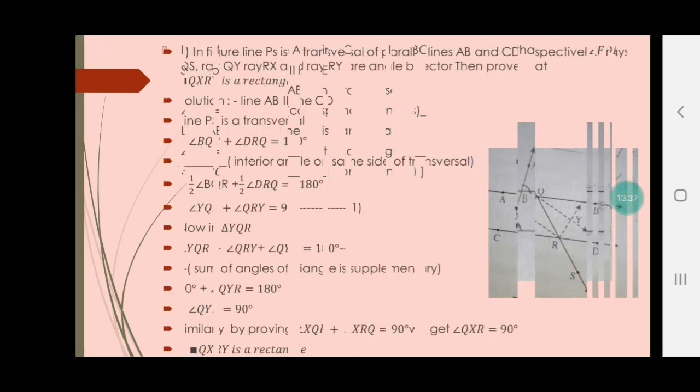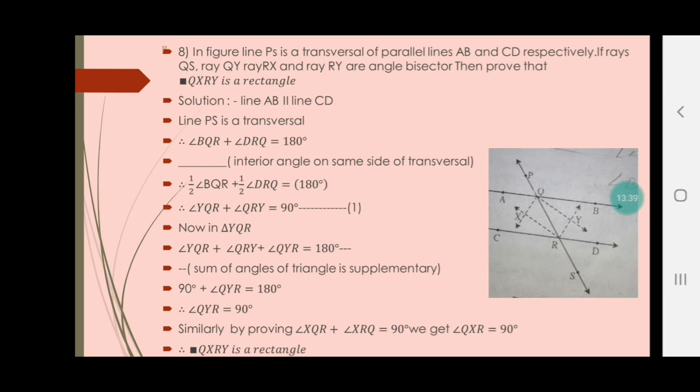Last problem now. That is problem number 8. In figure, line PS is a transversal of parallel lines AB and CD respectively. If ray QS, ray QY, ray RX and ray RY are angle bisectors, then prove that quadrilateral QXRY is a rectangle.